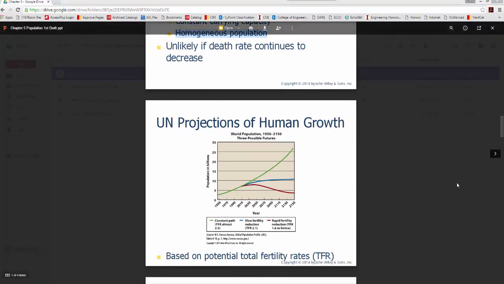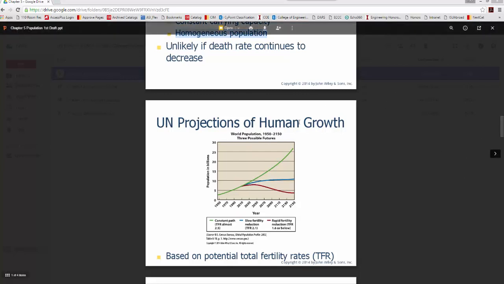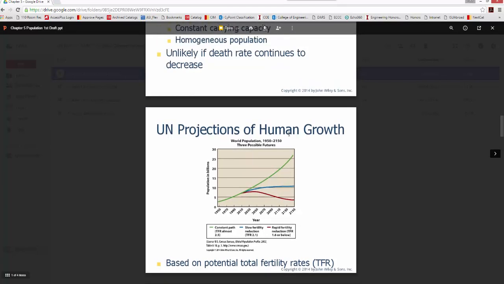So let's take a look at some of the projections of human growth from the United Nations. There are 3 possible scenarios here. It's talking about world population from 1950 to 2150. I should talk a little bit about the graph itself. So we're going years here on the x-axis, 1950 to 2150, and then the population in billions.